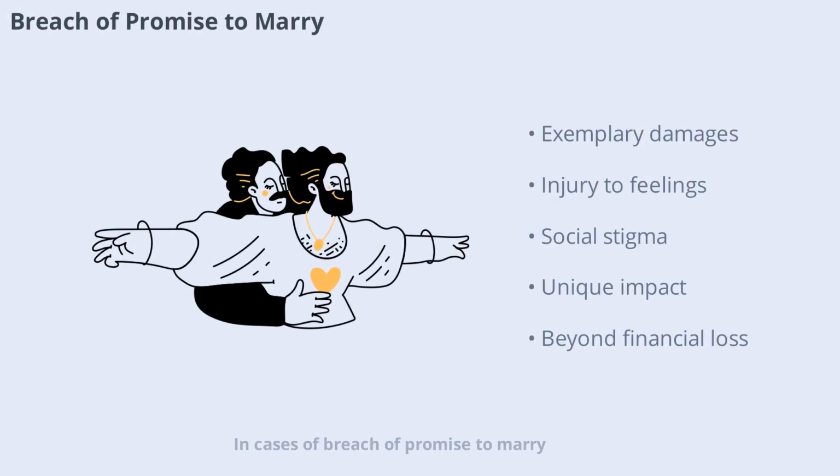In cases of breach of promise to marry, exemplary damages may be claimed for injury to feelings, disappointment, and social stigma. For example, in Laxminarayan v. Sumatra, the court awarded damages for physical pain, indignity, and diminished marriage prospects. This recognizes the unique impact of such breaches beyond financial loss.